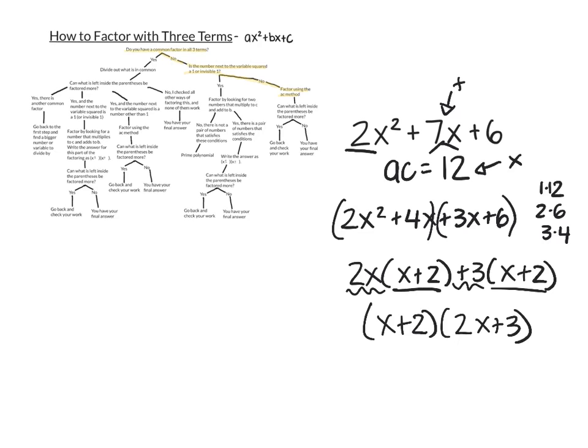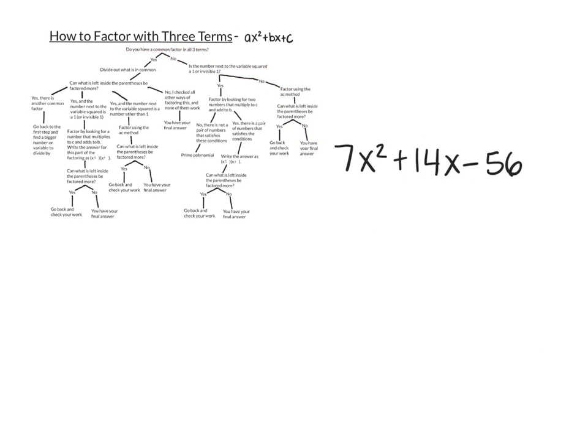Let's see what comes next. Can what is left inside the parentheses be factored more? Do we have a common factor or a difference of squares? No, we do not. So going on this path, you have your final answer. Yay! So this is the final factored answer of that polynomial.